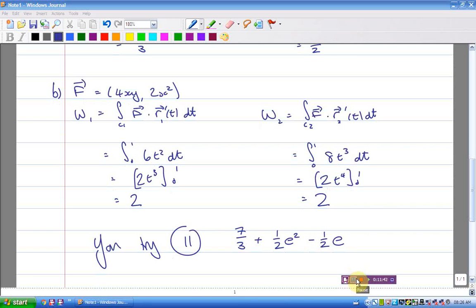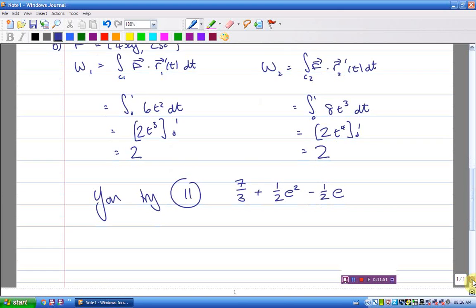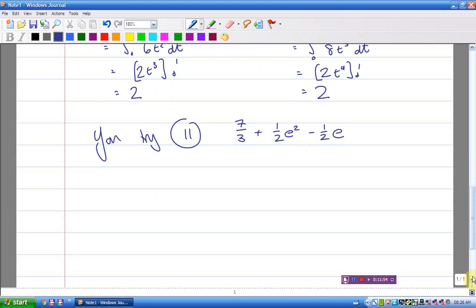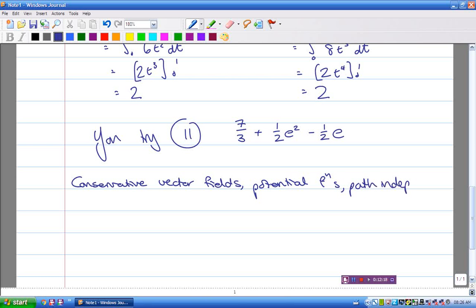Okay, all right, so let's work that. There's a certain kind of vector field that's of particular interest in these sorts of problems. And those vector fields are called conservative vector fields, and path independence. Ooh, that's a long heading. There we go. It's kind of a subheading.